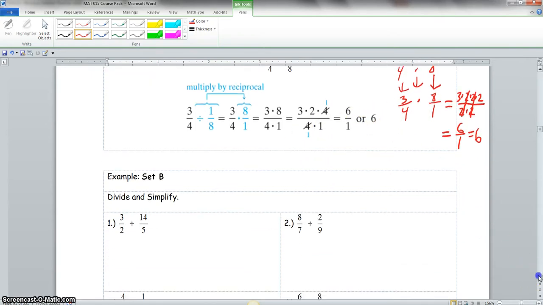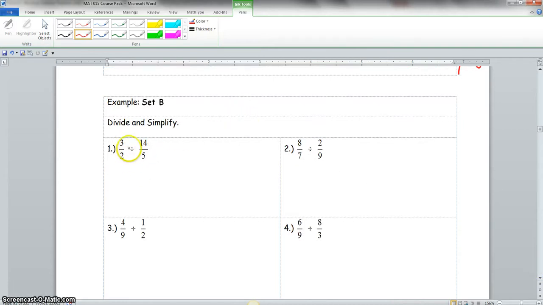Now we will use the same process when we come down here to number 1. Remember, this first fraction stays the same. Division becomes multiplication, and we take the reciprocal of the second fraction. Now, we do the prime factorization. 3 is prime, and 5 is prime. Now we do the denominators. 2 is already prime, and 14, we know prime factorization is 2 times 7. Now, if you notice, they have nothing in common, so we would just multiply. 3 times 5 is 15. 2 times 2 is 4 times 7 is 28. So our final answer here is 15 over 28.